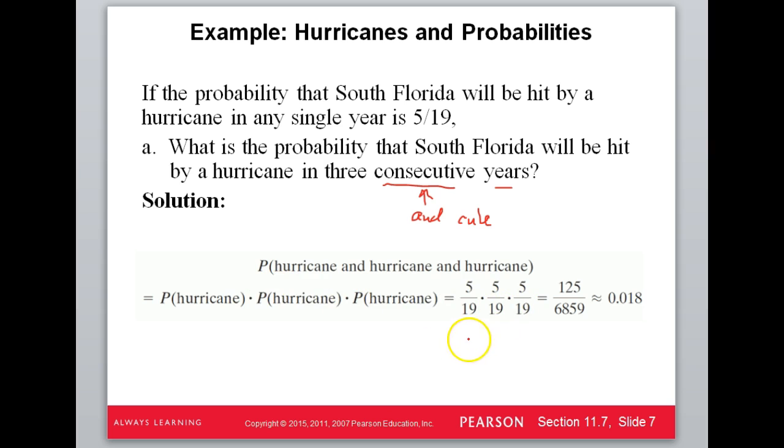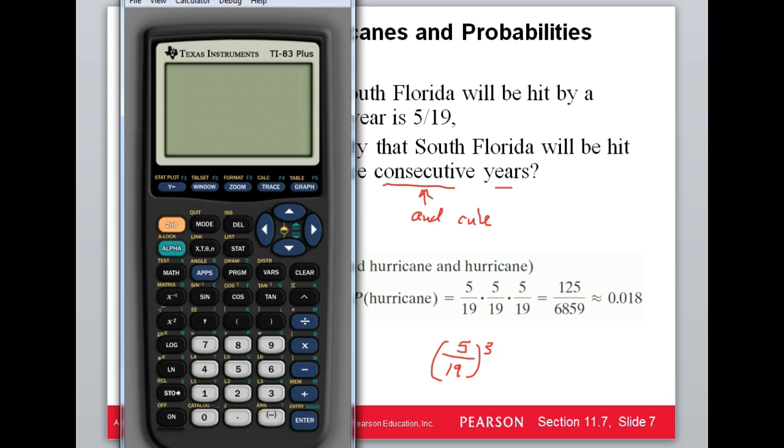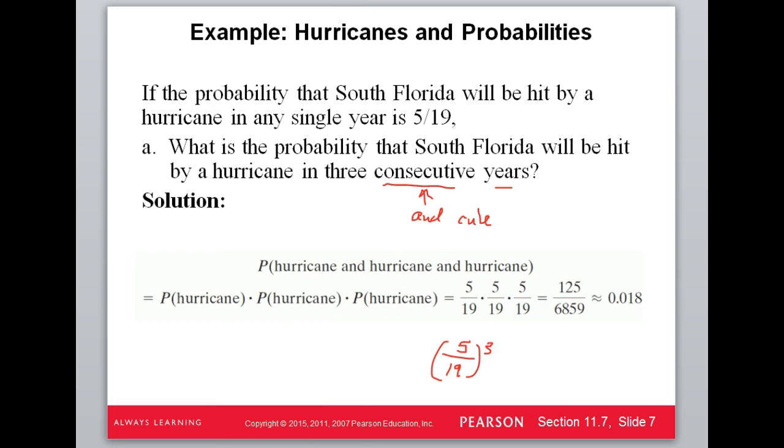So 5/19, you could again write that as 5/19 to the third power. And again, most of the time they'll ask for a decimal, so you can bypass getting this fraction right here with the big numbers in it. You can go straight to 5/19 to the third power. You will need parentheses around this, and you get that same thing that they're getting, 0.018. So it's fine if they ask for a decimal to just multiply this straight out from the get-go without getting that fraction intermediately in the middle.